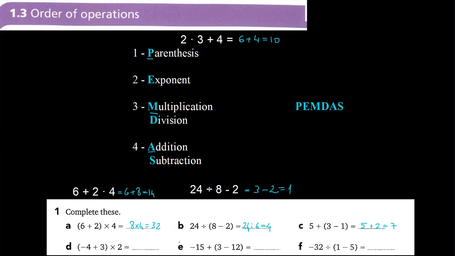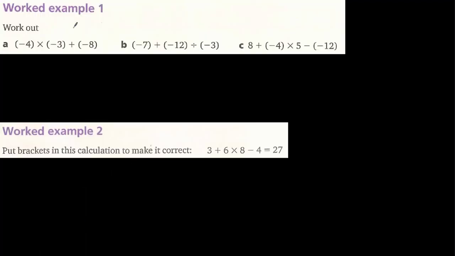Okay, let's continue with some integer problems. Here, we are going to work with negative numbers also. So we have to remember the previous lessons. Negative times negative is going to be positive. Here there is multiplication and addition. Which operation comes first? Multiplication. So minus 3 times minus 4 is equal to 12.